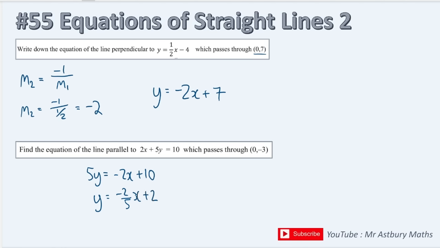And now I can tell what the gradient is. It's minus 2 over 5. And I know it passes through 0 minus 3, and 0 minus 3 is the y-intercept. So my answer is y is equal to minus 2 over 5x minus 3. Lovely.